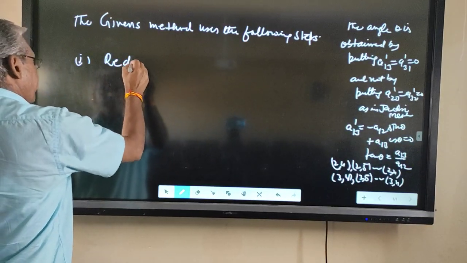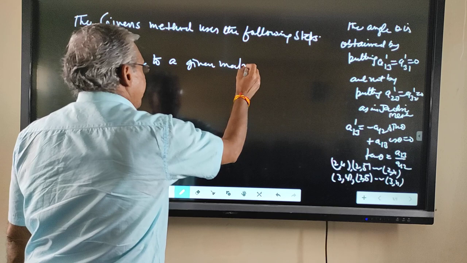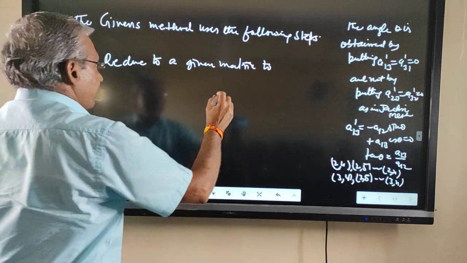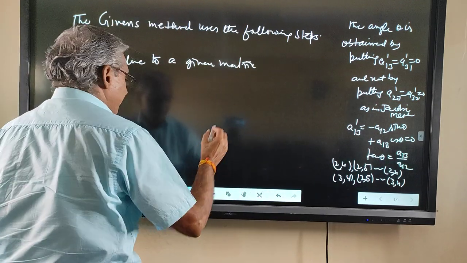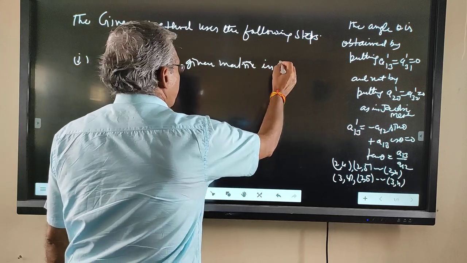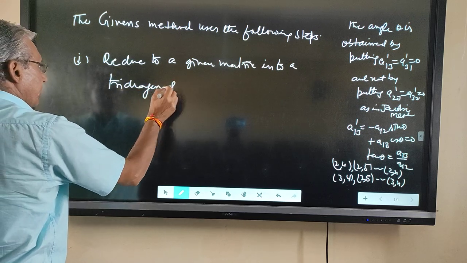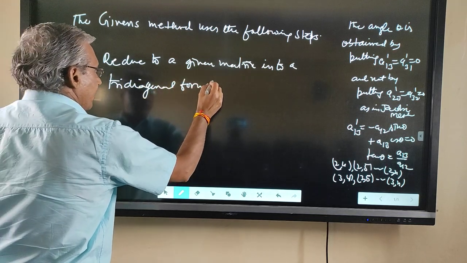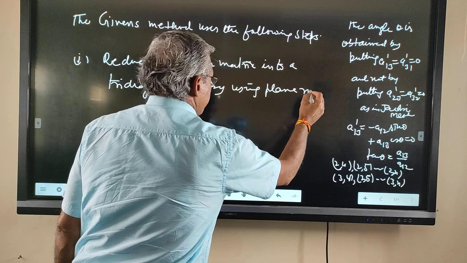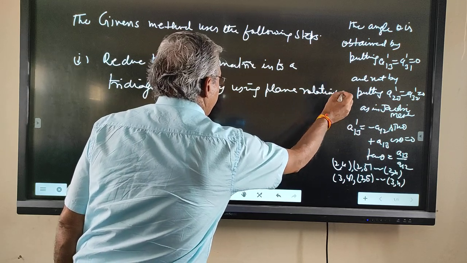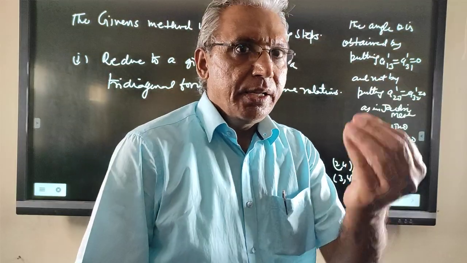Reduce a given matrix into a tri-diagonal form by using plane rotations. So first of all, we reduce the given matrix into a tri-diagonal matrix.